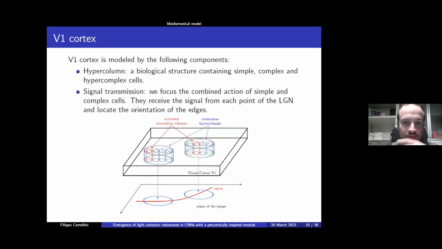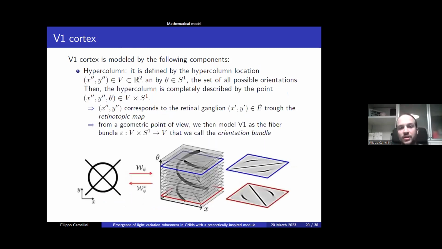Then I will maybe skip this part, but the V1 cortex is modeled by these hypercolumns, which are cells that are able to identify direction. So from a geometric point of view, they are essentially a fiber bundle, because locally they are a product space. And we have the location of the hypercolumn described by x2 prime, y2 prime, and all possible directions that scan the image.